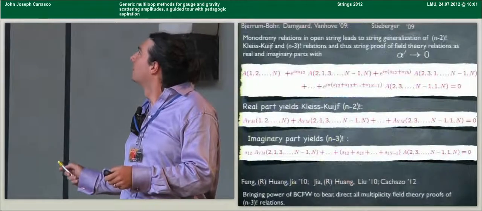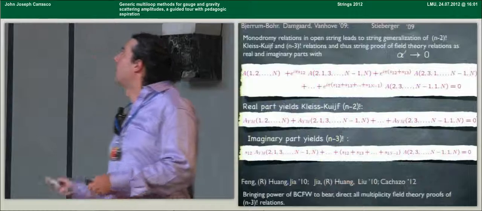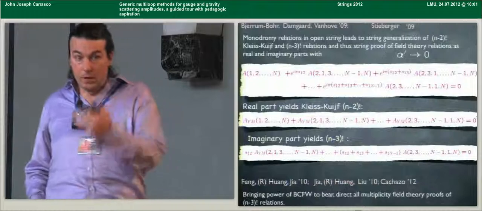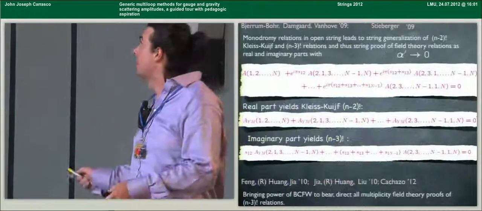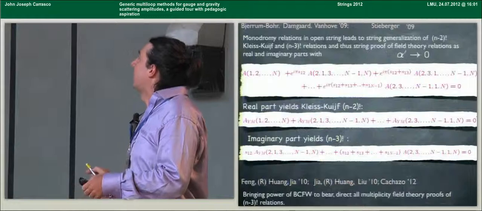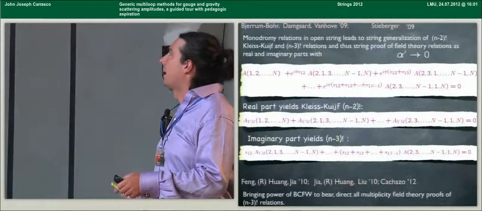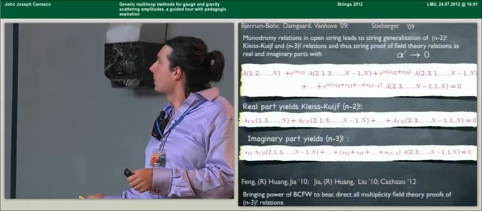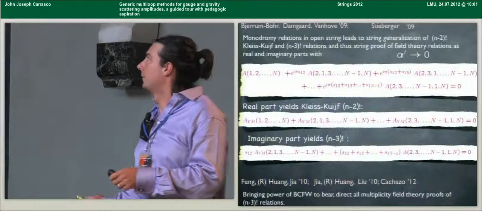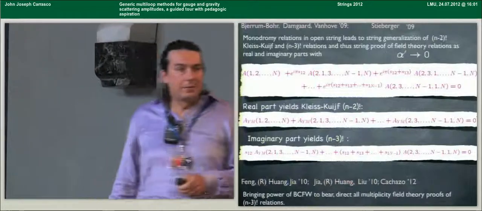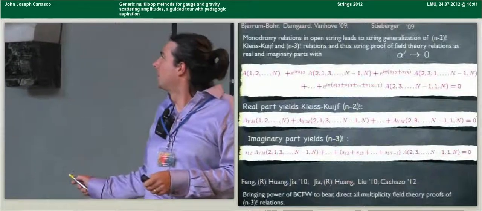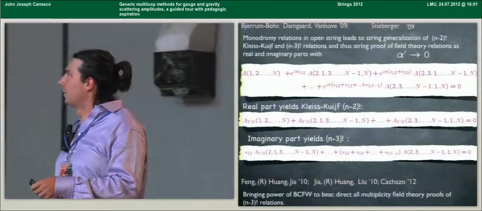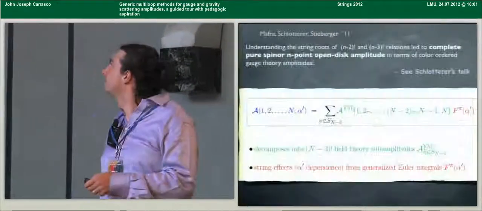So these guys found monodromy relations in open string theory that led to a string generalization of the Kleiss-Kuijf and (n-3)! relations, such that when you take alpha prime to 0, you get exactly back these field theory relations. A year after that, we started seeing pure field theory proofs of these relations, bringing the power of BCFW to bear. And just even a few weeks ago, there's a really nice paper by Freddie that proves these (n-3)! relations in a very slick way.